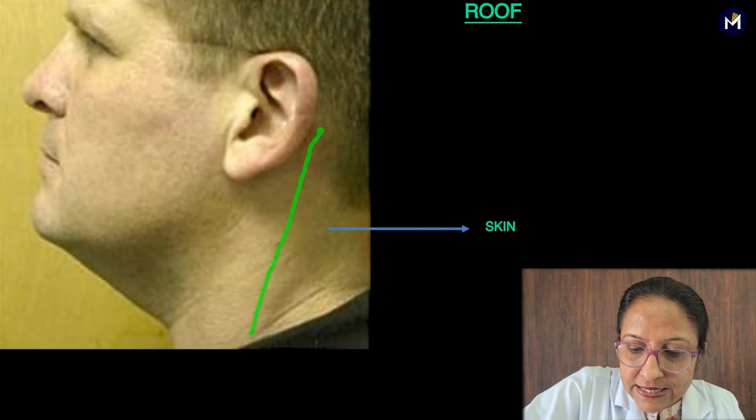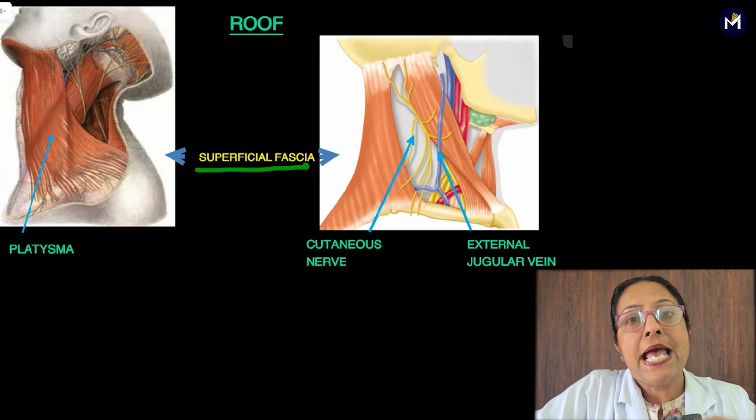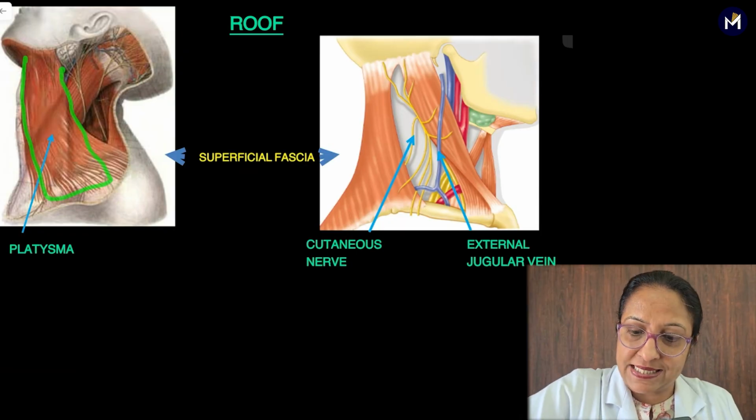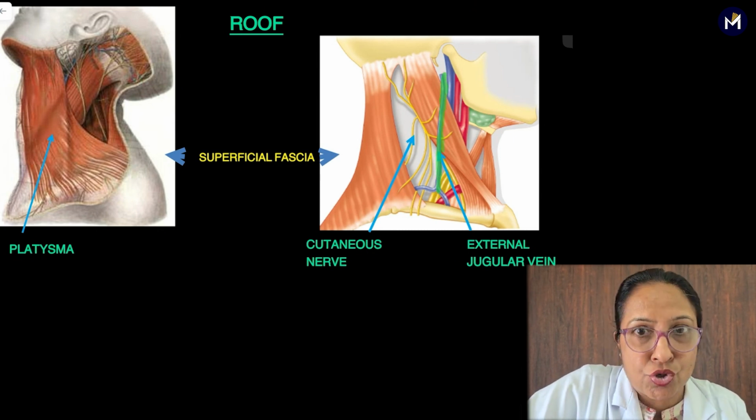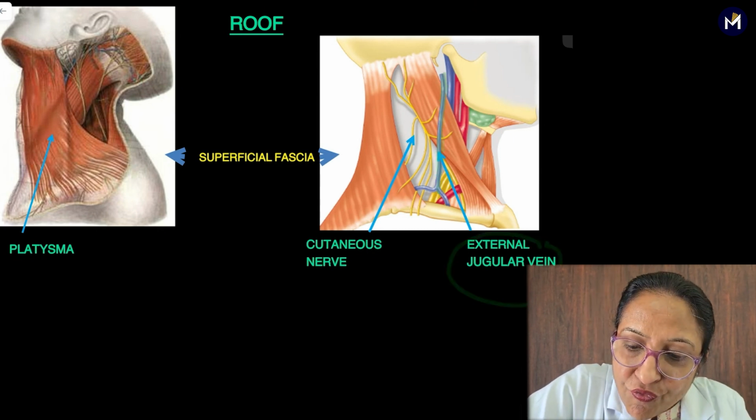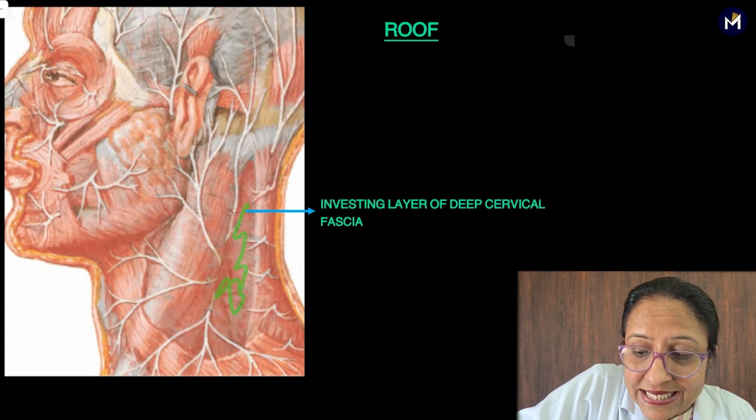Now, here is the posterior triangle. First, the roof. The roof is formed by skin. Remove the skin, we find superficial fascia. In the superficial fascia, you have to remember three structures. One, platysma. That's the first muscle. Remove platysma, we'll be able to identify the external jugular vein and also four cutaneous nerves. And then below the superficial fascia lies this structure, that is the investing layer of deep cervical fascia.